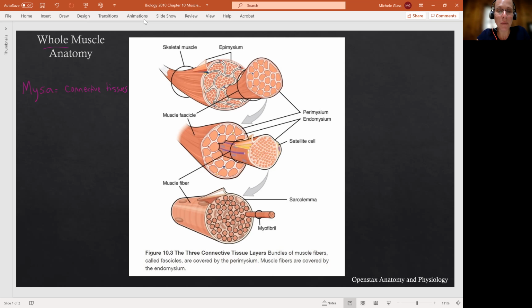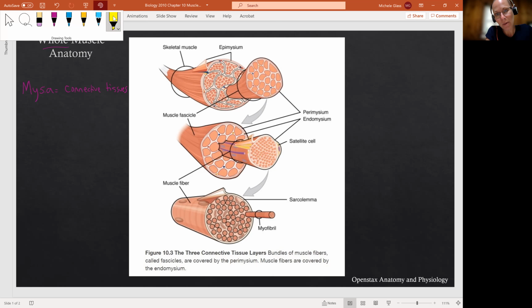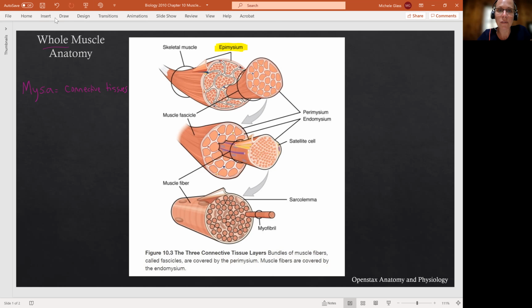So we had, remember, in the bone, periosteum and then endosteum as connective tissues. So we're going to see connective tissues in the muscle. We call them collectively mycia. And we're seeing here on the outermost layer, the epimysium. So remember, your prefix epi means above or upon. And the myo part of the word here, the my, is talking about muscle. So the epimysium we can talk about as this outermost layer.